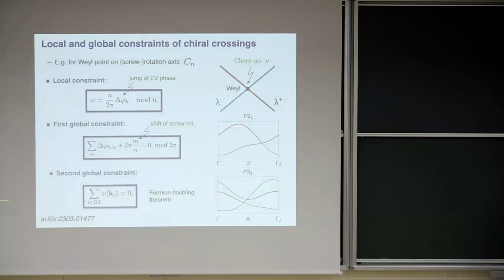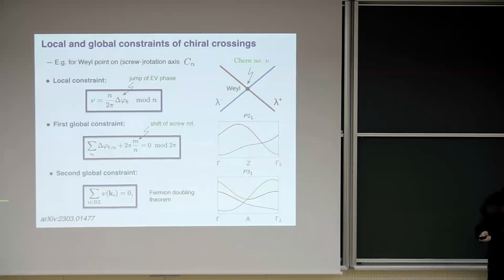Here this prefactor has to do with the order of the symmetry. So if we have a 2-fold symmetry, this n will be 2. And then this phase jump would typically be maybe pi. So then you have 2 pi over 2 pi, and the Chern number would have to be plus or minus 1, dictated by the symmetry. Then the next fundamental theorem is the so-called first global constraint.